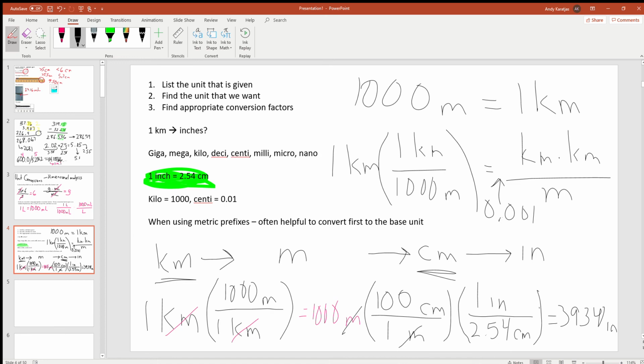Are we done? Almost. What else do we need to do at this point? Well, our starting number, 1 kilometer, only contains one significant figure. Therefore, the answer we got here should also contain only one significant figure. And so our 39,347 inches should round to one significant figure, or 40,000 inches.